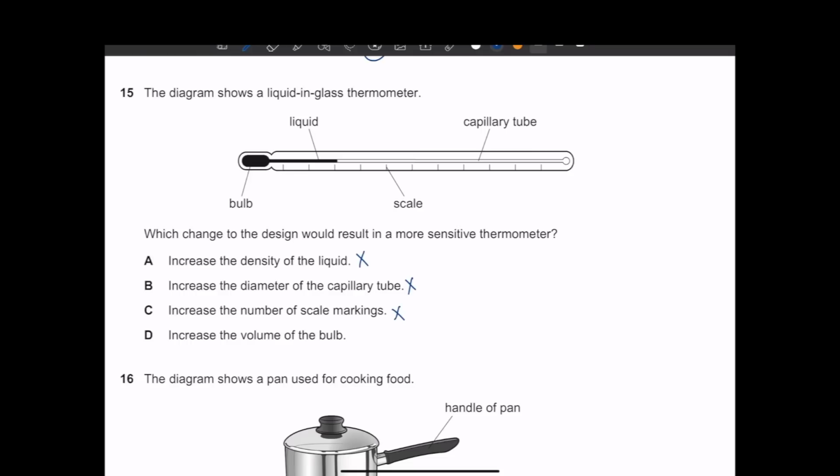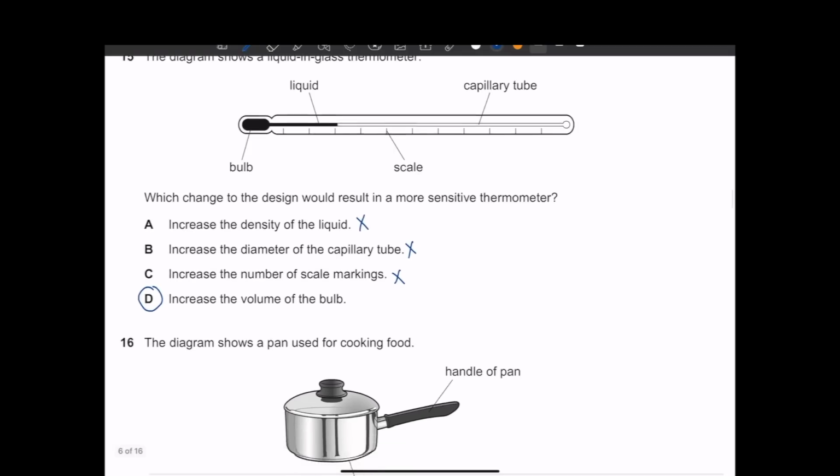Increase the volume of the bulb. That's it, because by increasing the volume of the bulb, it means we have more liquid. So once we have more liquid, the expansion volume will be more, so the height will increase. In that case, we can differentiate between two very, very close numbers when it comes to change in temperature. So the right answer here is supposed to be D, because more liquid means more height when it comes to expansion. So when I have more height, the divisions become wider. So in this case, the sensitivity becomes more.